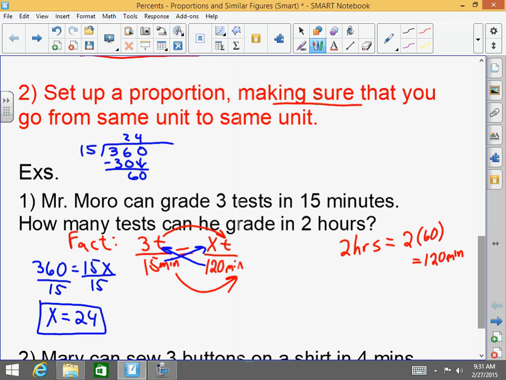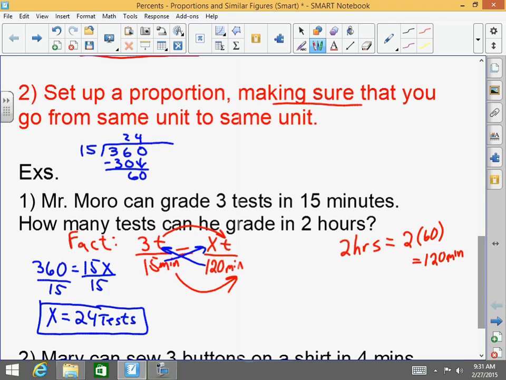So 24, but actually 24 would have been a wrong answer. He can grade 24 tests. Why, Mr. Morrow? Because that's what he was looking for. When you have proportion problems like this, you have to label the answer. Did we solve for tests? Did we solve for minutes? Did we solve for cookies? Did we solve for apples? Did we solve for orange juice? What did we solve for? In this case, we solved for tests. Mr. Morrow can grade 24 tests in 2 hours using that fact ratio. Does that make sense, boys?